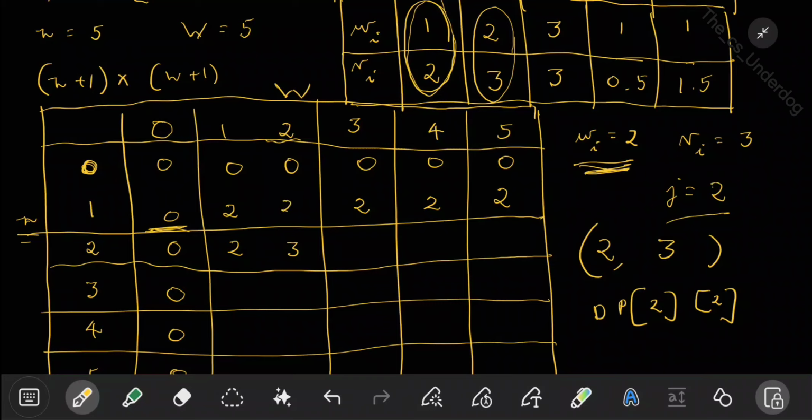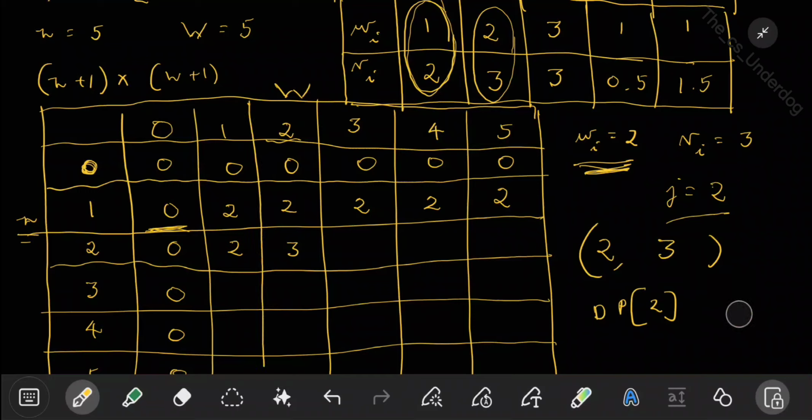What about the next entry? Let me fill this back. Next entry is this here, dp of 2, 3. How do you fill this? Again, you are going to use the same logic. You have to see the entry right above, which is 2. Either you put the value 2 or you put the value of this minus weight. The weight is 2.